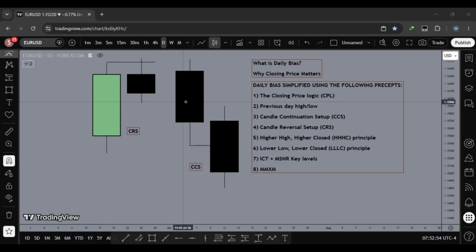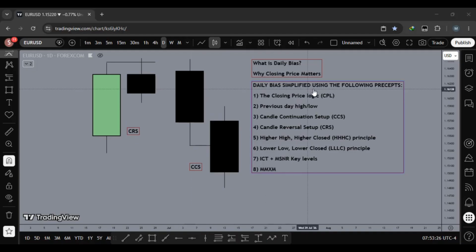Whereby price closes below the previous day low, or closes above the previous day low, it shows a sign of continuation and not reversal. That is where we now have a lower low, lower close. Okay, so this is called the candle continuation setup. So these two setups will decide our directional bias.